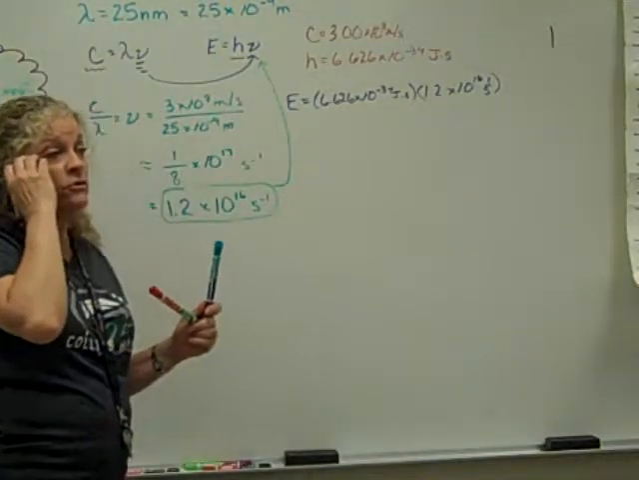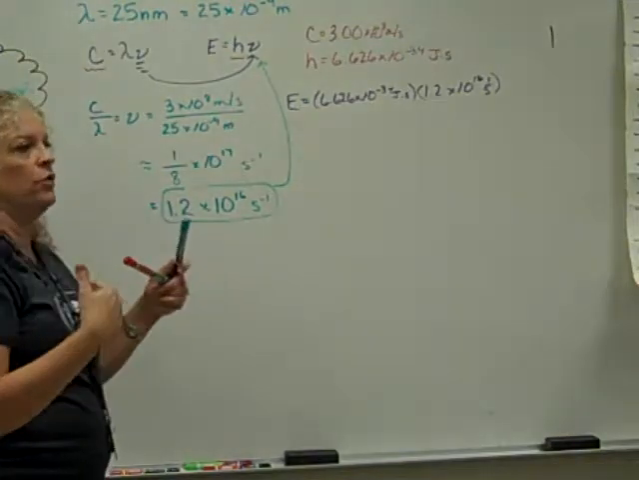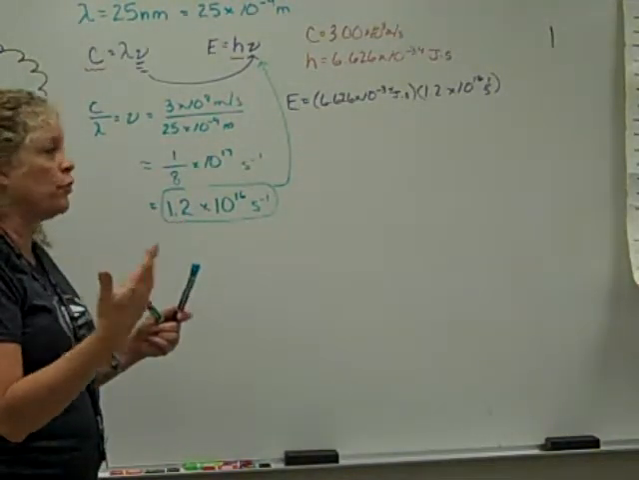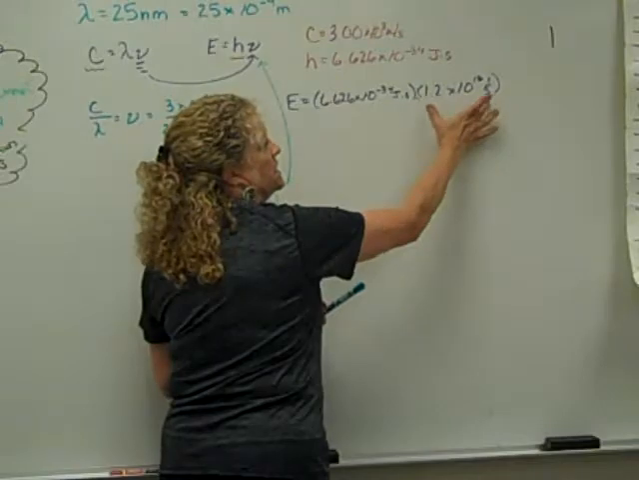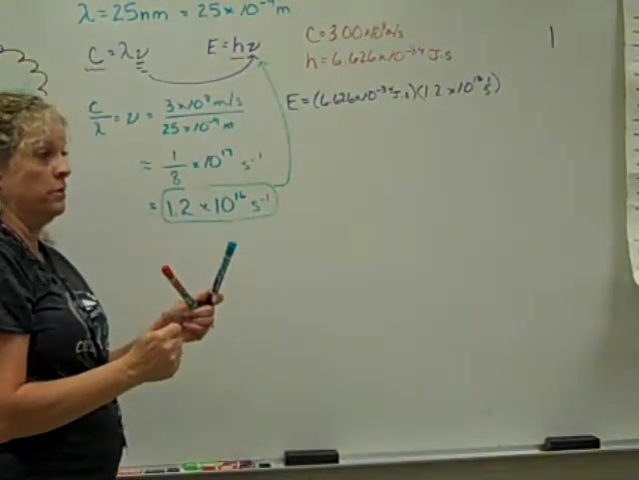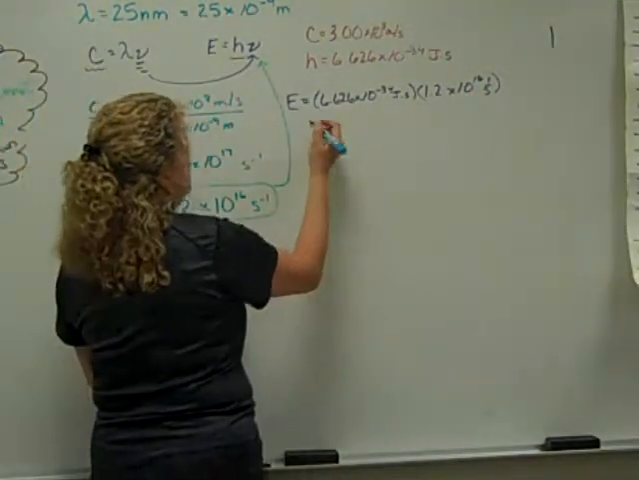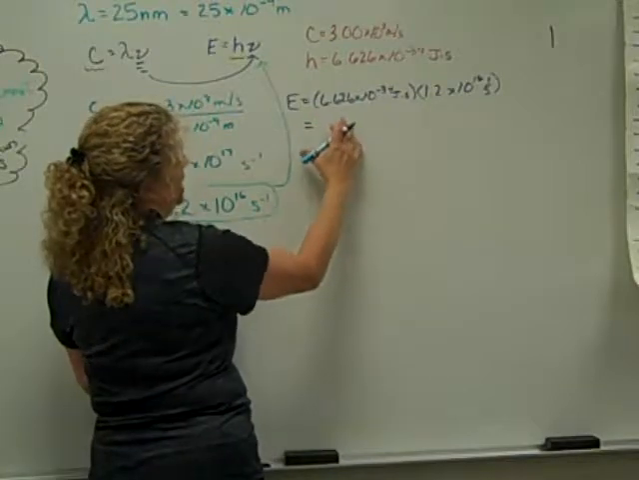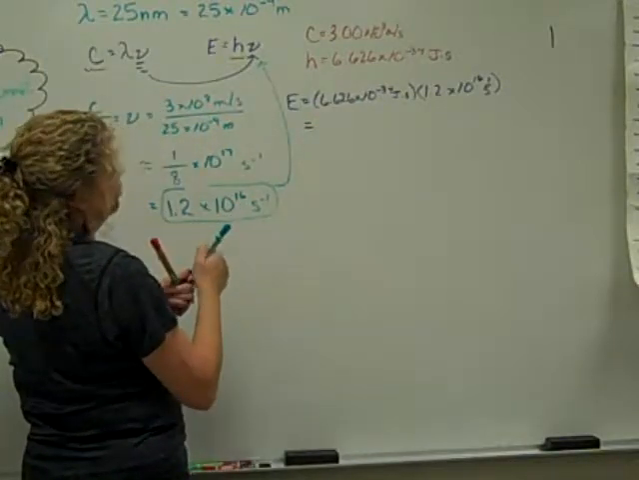I like writing second to the negative 1 or 1 over a second rather than hertz, because you can see how things cancel out. Okay, when we put this in our calculator, and even again, let's do a little prediction.